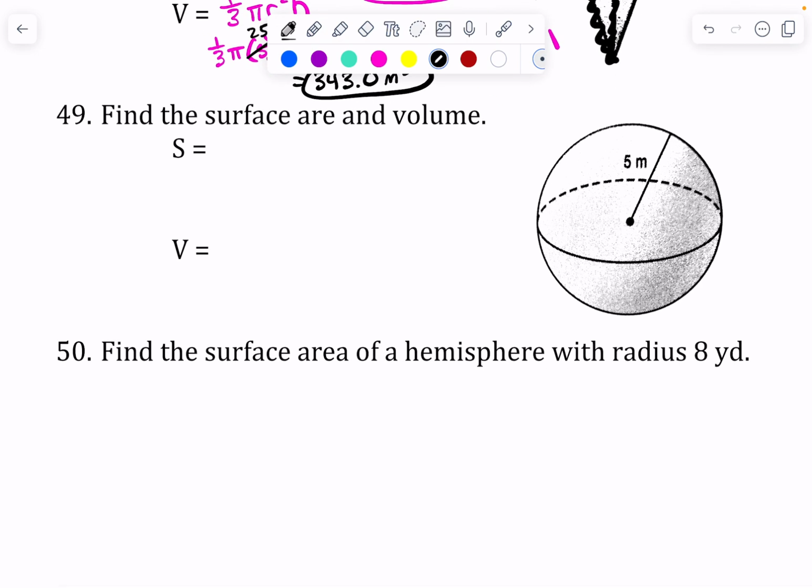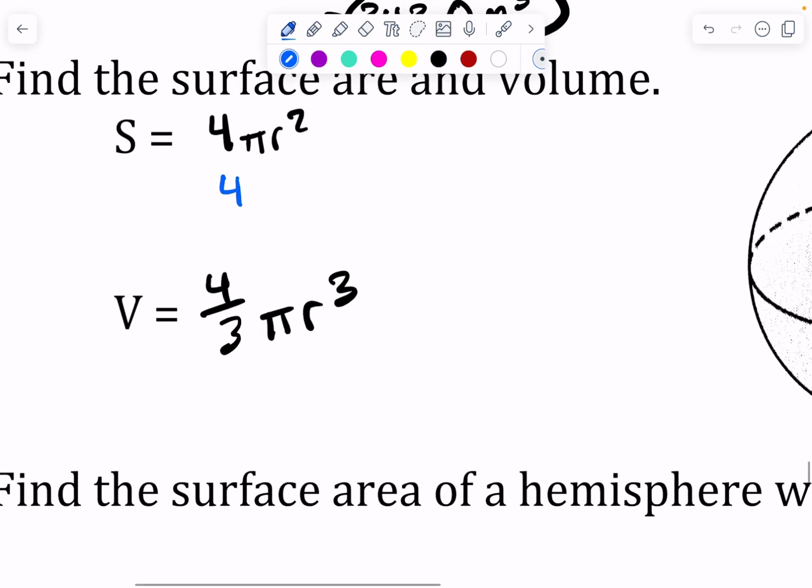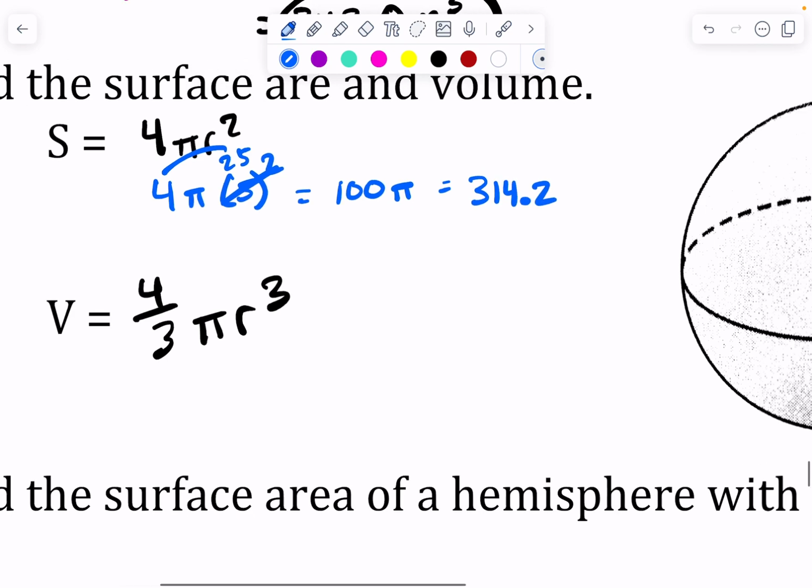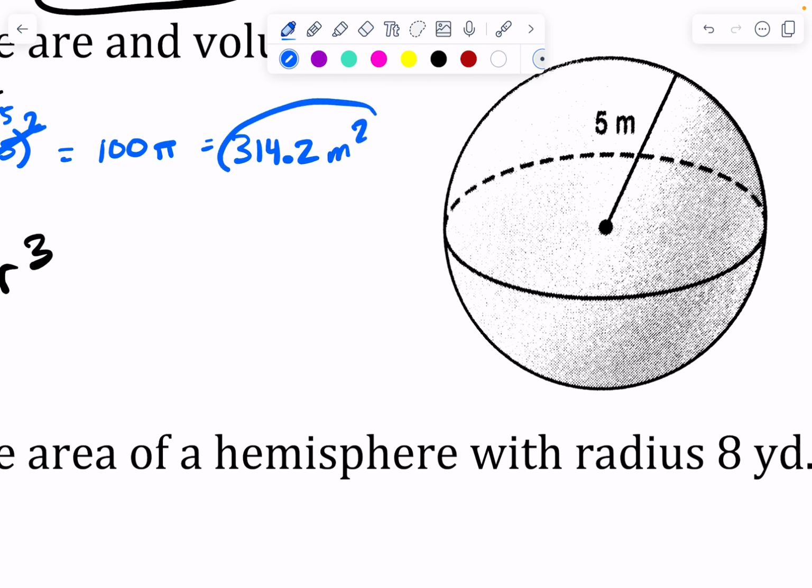All right, surface area and volume of a sphere: 4 pi r squared and 4/3 pi radius cubed. And all I need to do is my radius is 5. So 4 times pi times 5 squared. 5 squared is 25, and 25 times 4 is 100. So all I need to do is take 100 times pi, and it's like that 3.14, but with a decimal moved, so 314.2 is what it will be. Meters squared again for surface area.